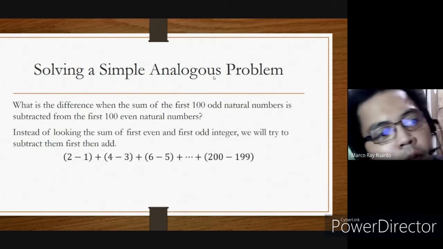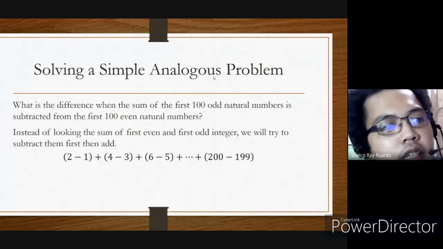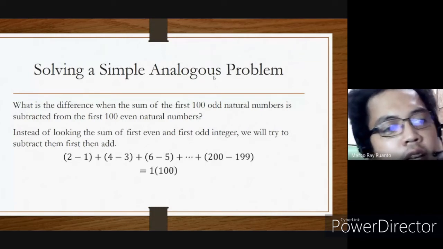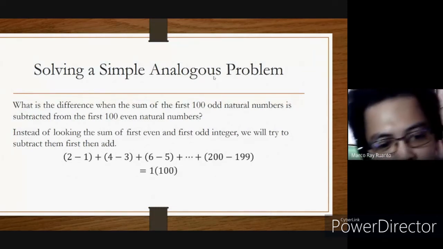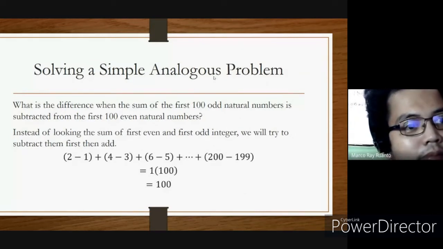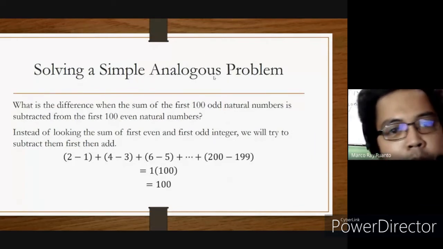And we know 2 minus 1 is 1, right? And 4 minus 3 is 1. 6 minus 5 is 1. And there are 100 ones. So therefore, 1 times 100, the answer here is 100. So that's how solving a simple analogous problem works.